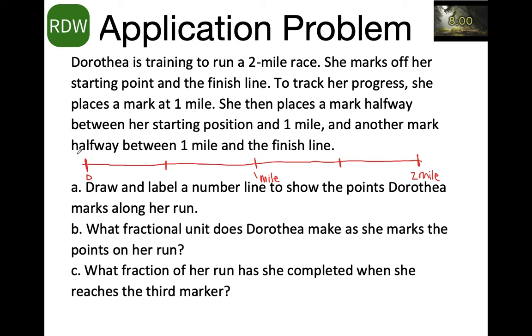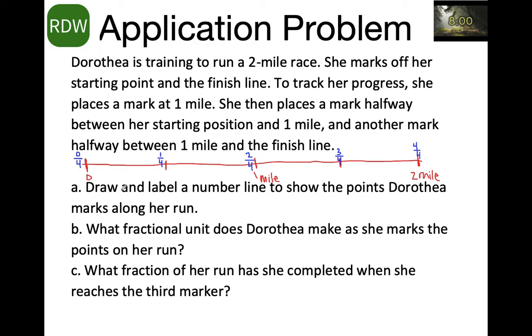So if we were to label the rest of our number line, I would like you to label it with fourths. So the 0 is going to be 0/4. Then this is 1/4. That's part of her race. Then when she reached the 1 mile mark, she was 2/4 of the way done with her whole race. Then she's at 3/4. And then 4/4 was at the end of her race.